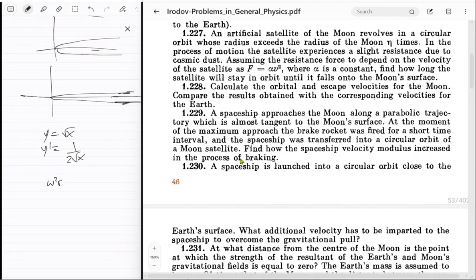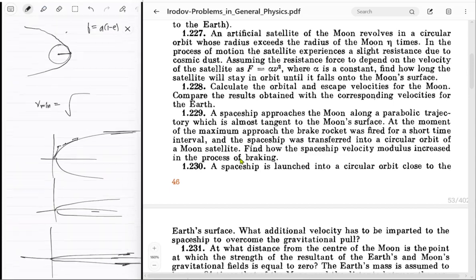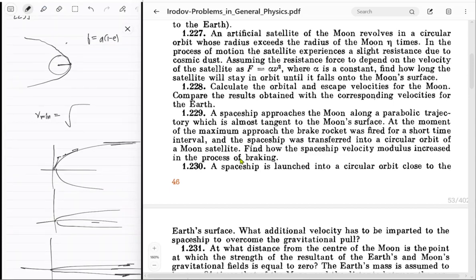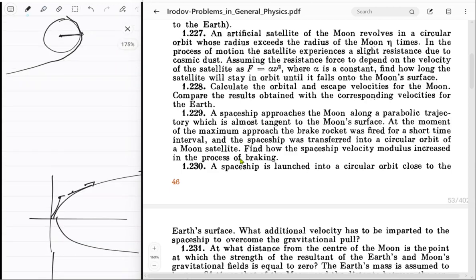Find how the spaceship velocity modulus increases in the process of braking. You have to figure out the r dot value. But how do I model this thing? What equations do I use? Maybe this one will be better to use. So a e power i theta upon 1 minus.